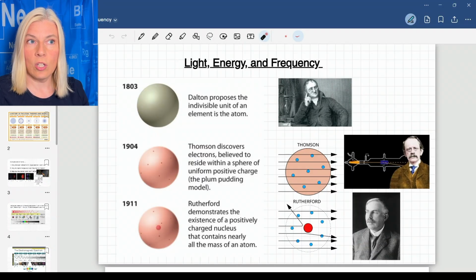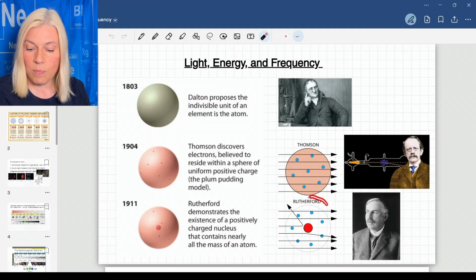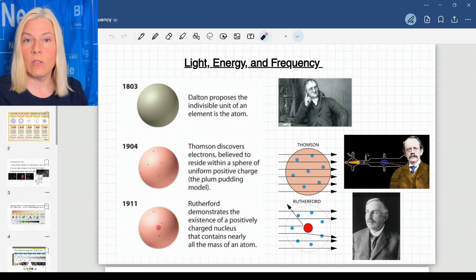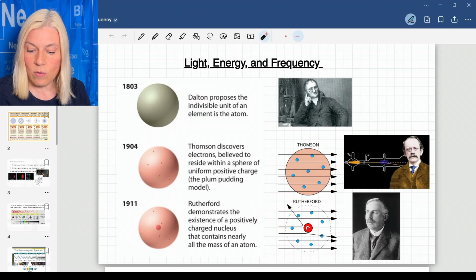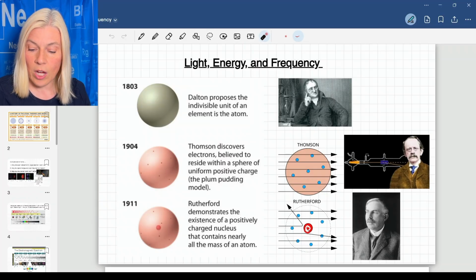He shoots alpha particles through gold foil, and around 2% deflect, 0.01% shoot back right at him, and he says, what's going on? It takes him a year to figure this out, and he comes up with a new model of an atom called the nuclear model. He says there is a nucleus that contains all the mass of an atom, incredibly dense. The positive charge is now in the nucleus, and electrons are flying around the nucleus.